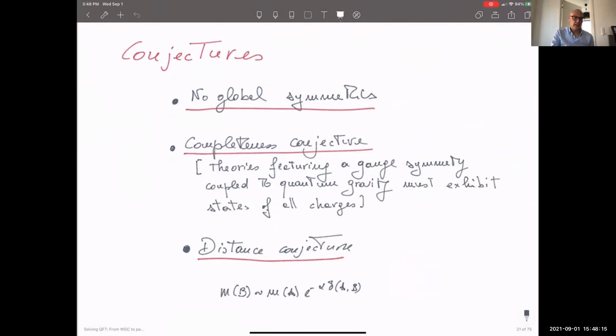I studied them, but Aaron certainly knows more than I do. The first one is a very, very old conjecture. It's about a global symmetry conjecture. It tells you there are no global symmetries in nature. This is a very powerful prediction, right?